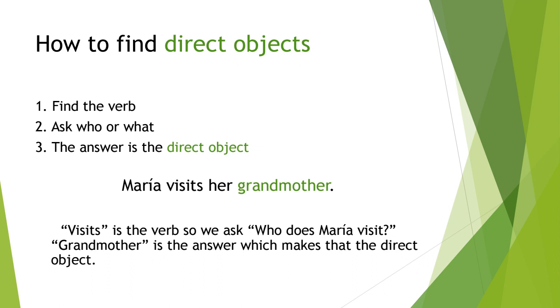So Maria visits her grandmother. Again, a pretty simple sentence here. So visits is our verb in this sentence. So we can ask who or what. So who does Maria visit or what does Maria visit? Because keep in mind that the direct object can be a thing or it can also be a person. So that's why we want to ask who or what. In this case, we're asking who. Who does Maria visit? Well, we see that the answer to that question is grandmother. So grandmother is our direct object in this sentence.